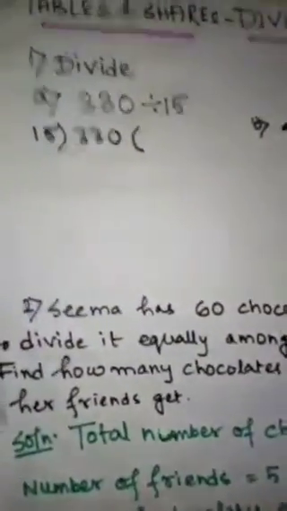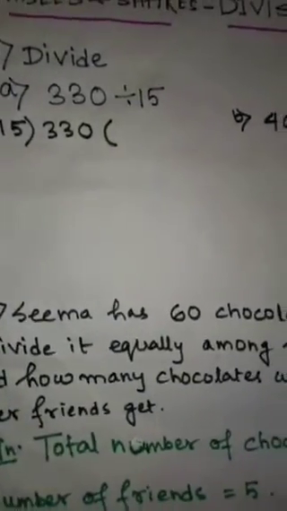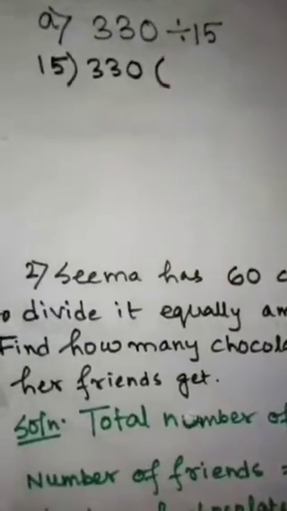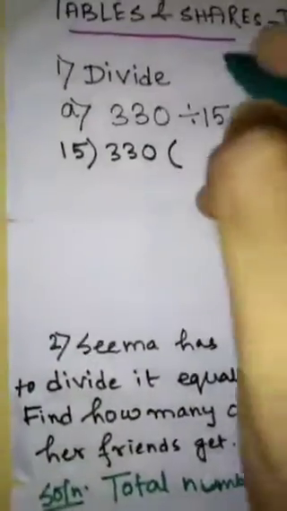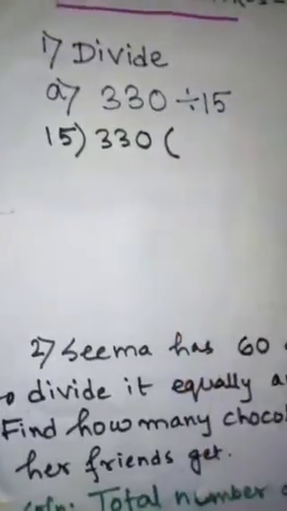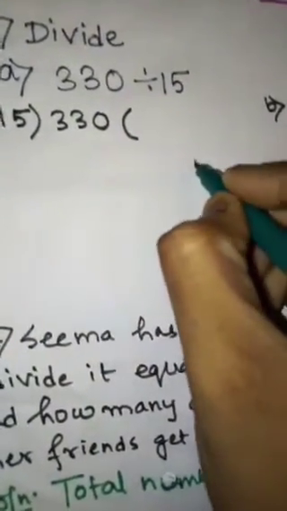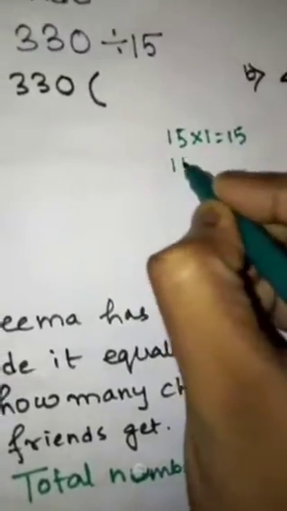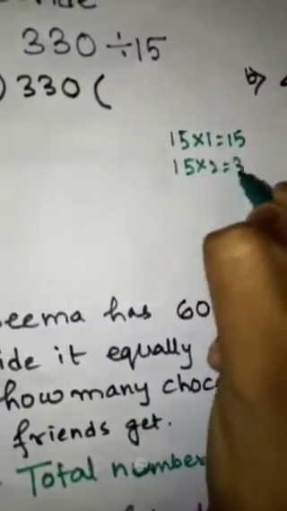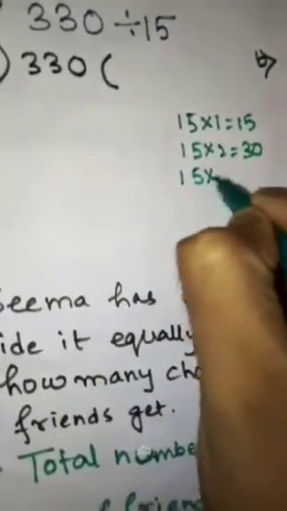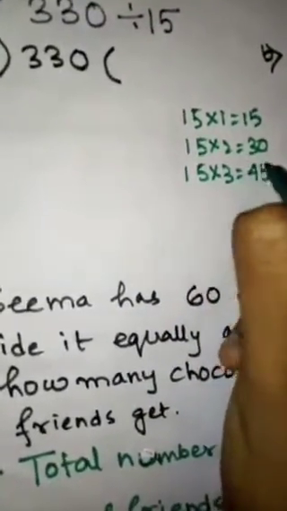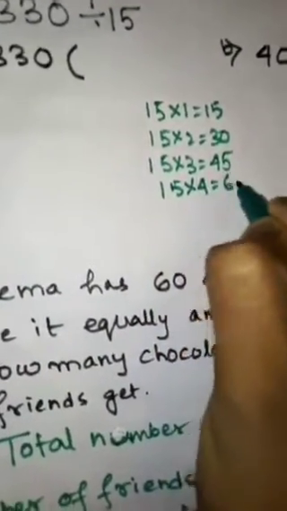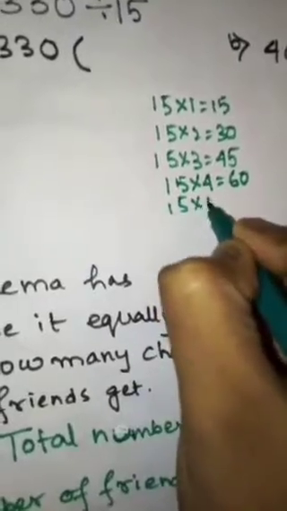Suppose the first number is 330 divided by 15. So it's a very easy type of division. What we'll do, we'll write over here the tables of 15. 15 into 1 is equal to 15, 15 into 2 is equal to 30, 15 into 3 is equal to 45, so that it becomes easier for you whenever you divide. Like 15 into 4 is equal to 60. In this way you write, till 5 steps only.